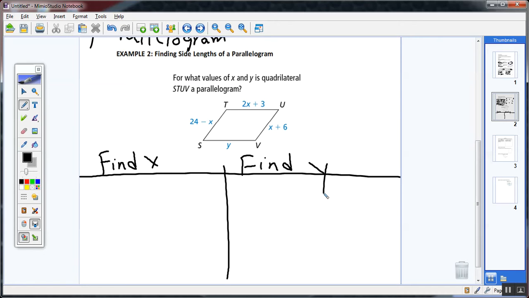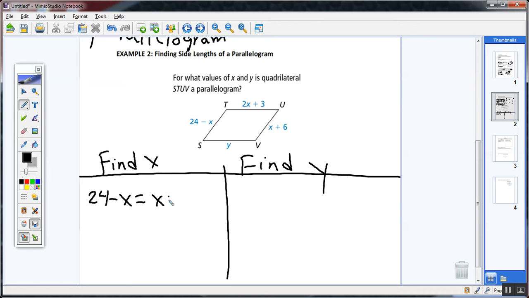Well, here's the deal. How would you set up to find x if this was a parallelogram? It says for what values of x and y is the quadrilateral a parallelogram? How would you set this up for x? What would you do, Adam? I would do 24 minus x equals x plus 6.